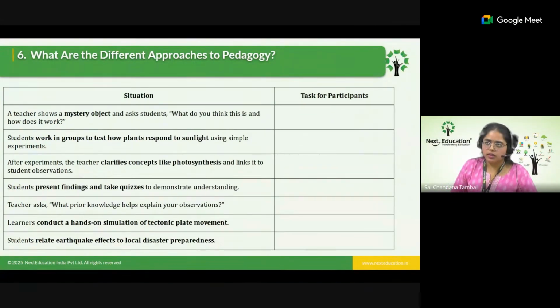So whether it comes under engage, explore, explain, elaborate or evaluate.